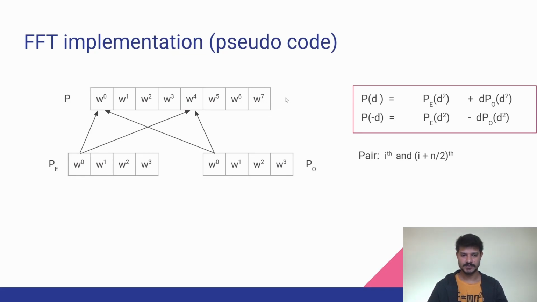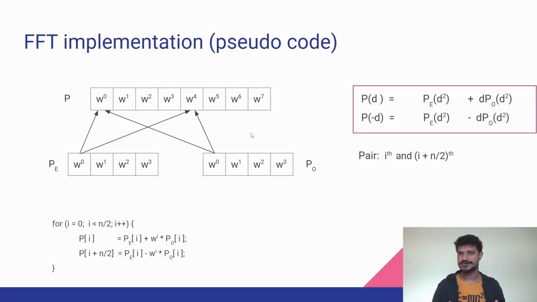So let's talk about the pseudocode. Basically we need to evaluate P on W to the power 0, 1, 2, 3, 4, 5, 6, and 7. And mind you, W raised to power 0 and W raised to power 4 have the same value. They are just a positive-negative pair, right? Because the ith and (i plus n by 2)th numbers are positive-negative pairs. So using this formula, we are going to evaluate all of this polynomial P. And since we already made a recursive call to PE and PO, PE and PO are already evaluated, right? So how we are going to utilize the values of PE and PO to form P is this.